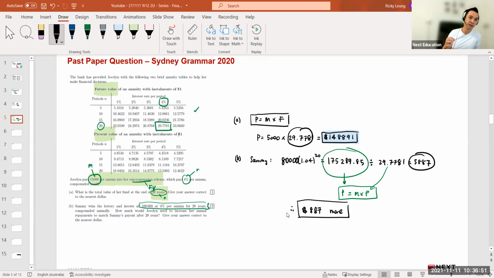So hopefully this lesson gave you a bit of insight into the way annuities are done, mainly through tables. You can do it from scratch using the formulas that I gave you at the start. You can derive those formulas quite simply based on the sum of the GP.